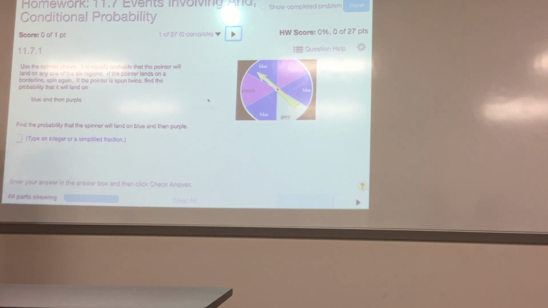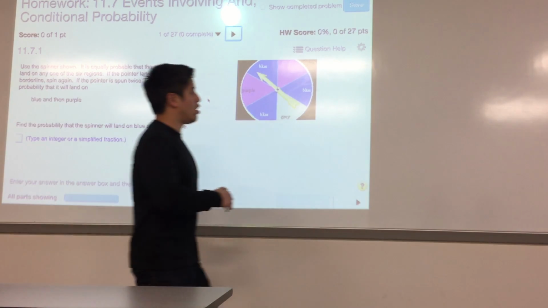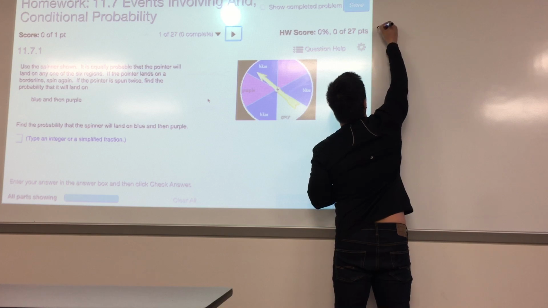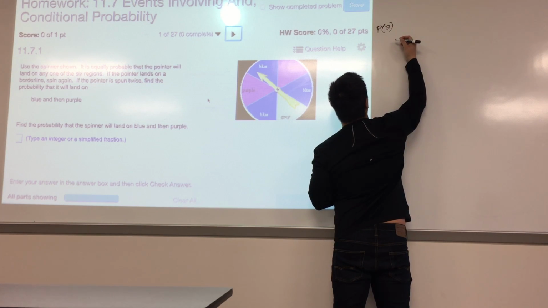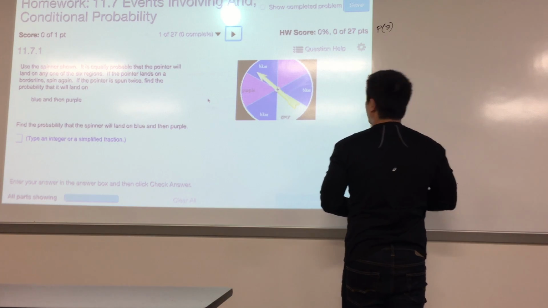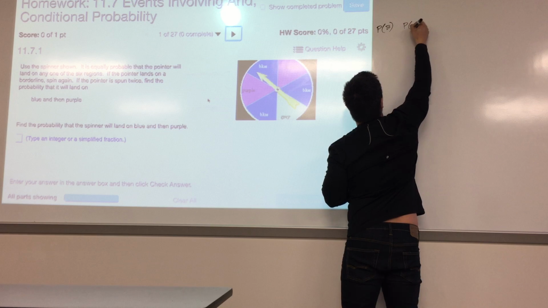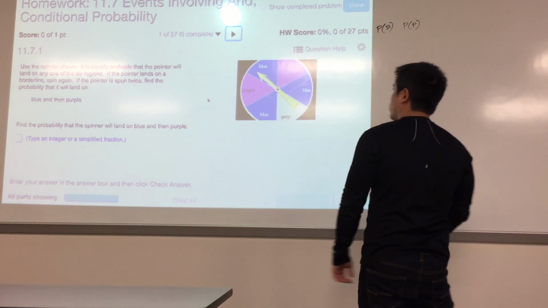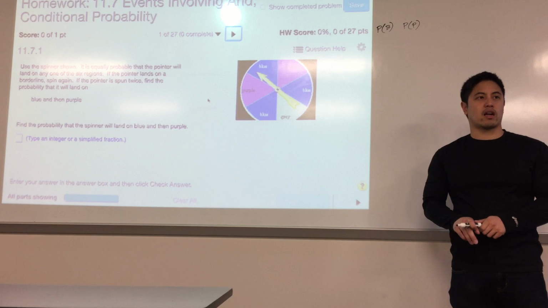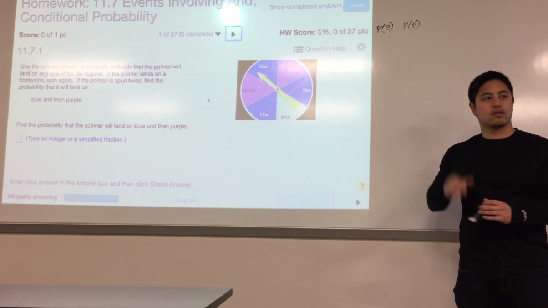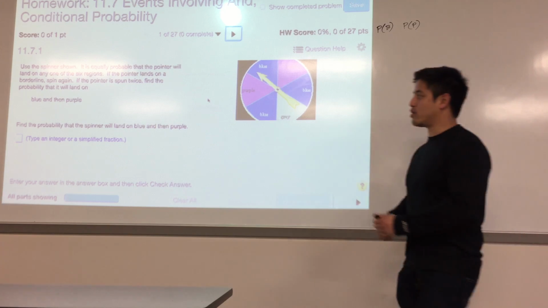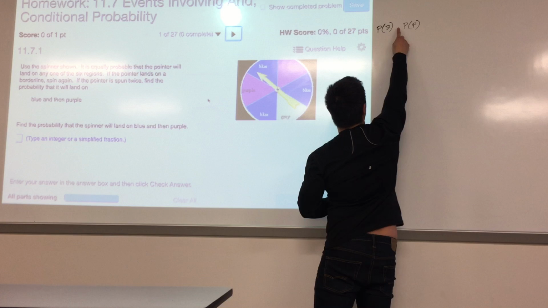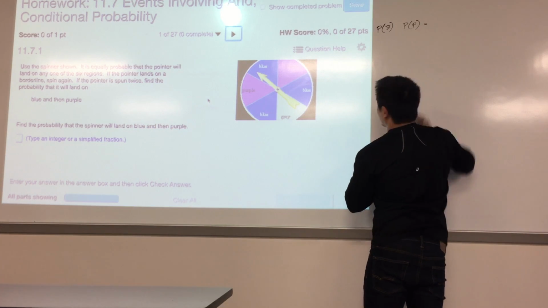So let's take a look. It says, if the pointer is spun twice, find the probability that it will land on blue and then purple. This is not hard at all. In this problem, you need to figure out the probability of getting blue, then you're going to figure out the probability of getting purple. Does that make sense, guys? Now, what are we going to do with it? We're going to add, subtract, multiply, divide. What do you think? Well, we'll find out. It's better for you to go figure this out. We'll decide what we're going to do with that in a moment. I don't want to just fully give it to you, but here we go.